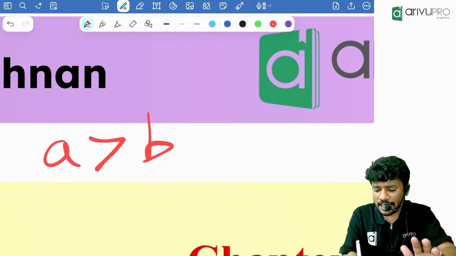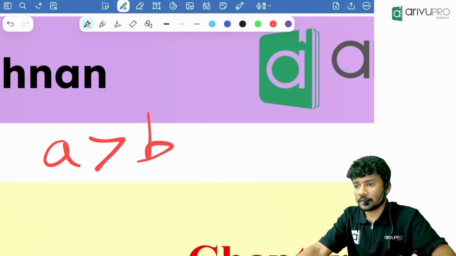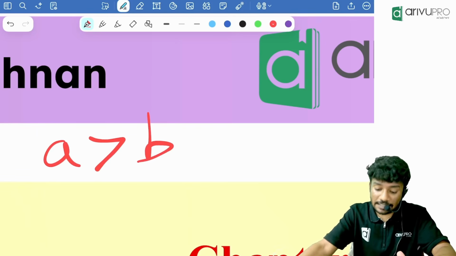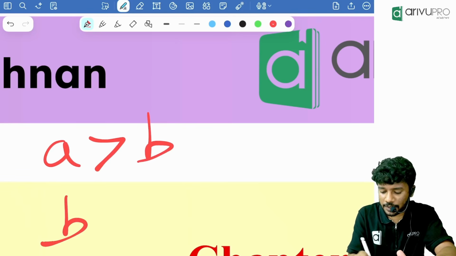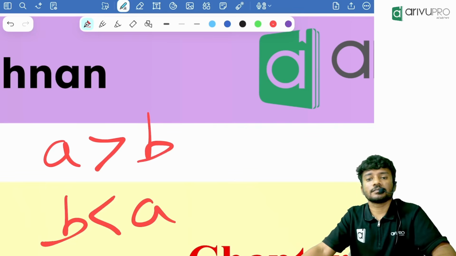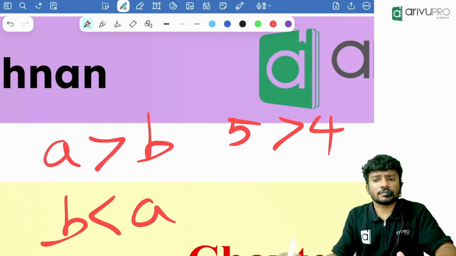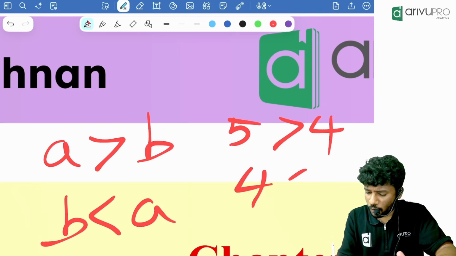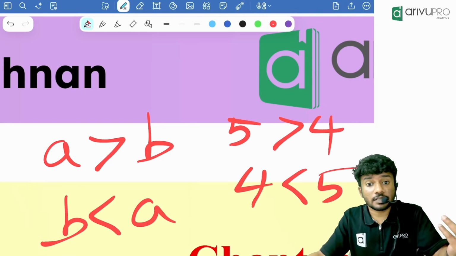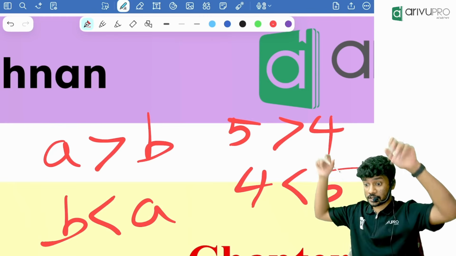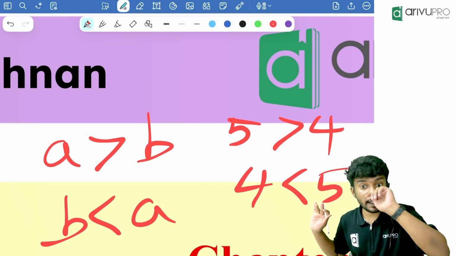If A is greater than B, can I write it as B is less than A? Example, 5 is greater than 4. Then can I write it as 4 is less than 5? Yes, correct. Whenever you are clueless, just think about a number. You will get the answer.